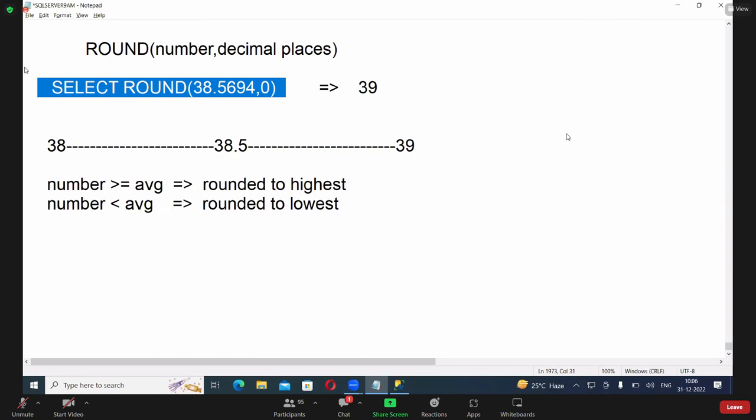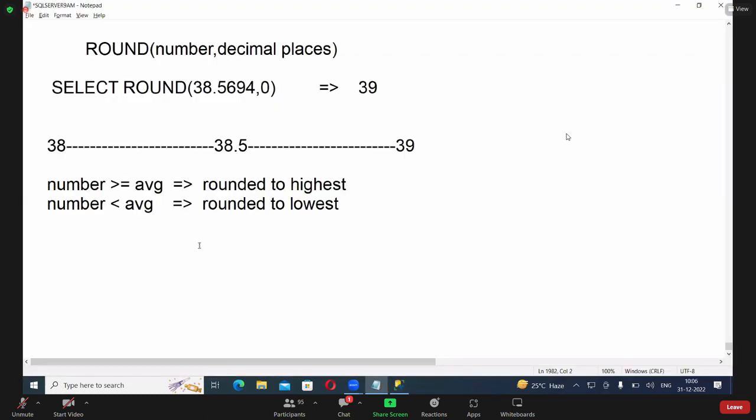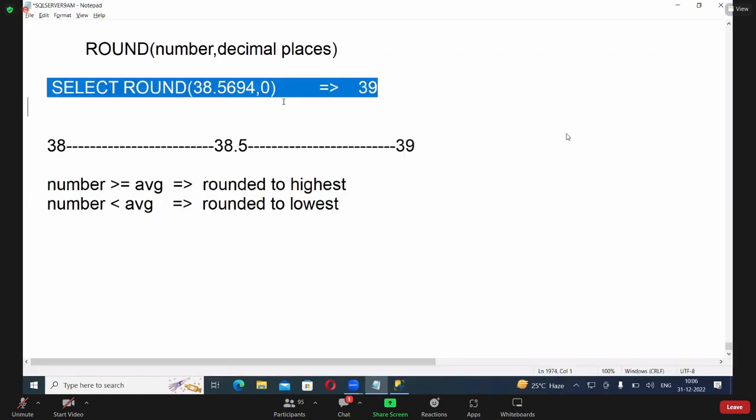Run this query. 39. But because it contains a decimal, that's why it is showing this. Because the given value is float, the output is also float, 39.00. Understood?